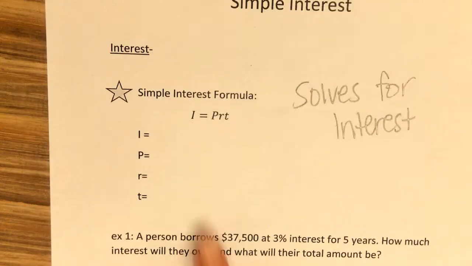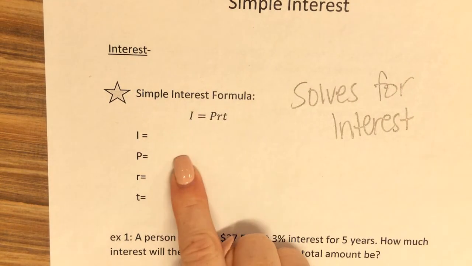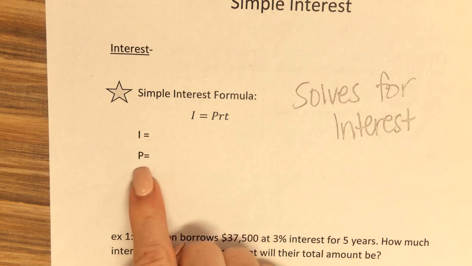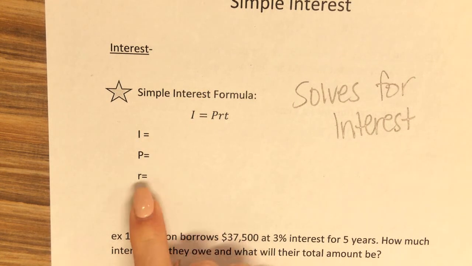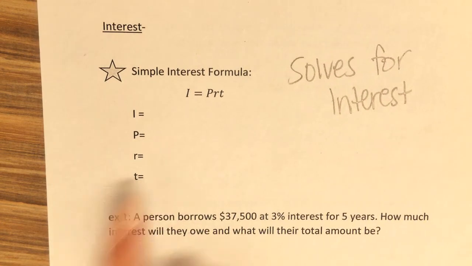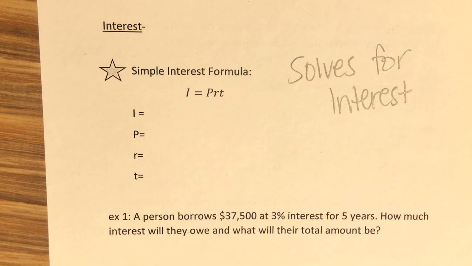Now, I'm not going to make y'all fill all of this out because you should already know it. What does I mean? Interest. What does P mean? Principal. What does R mean? Rate. What does T mean? Time. Nothing's new today as far as the formula goes. Everything is the same. All right, all we're going to do is look at the examples.